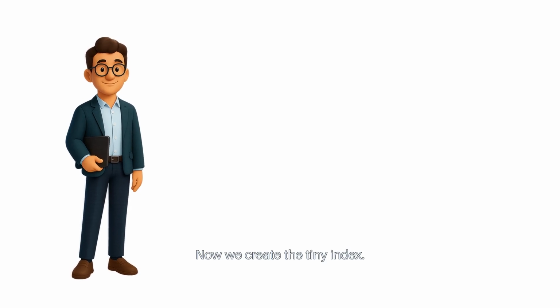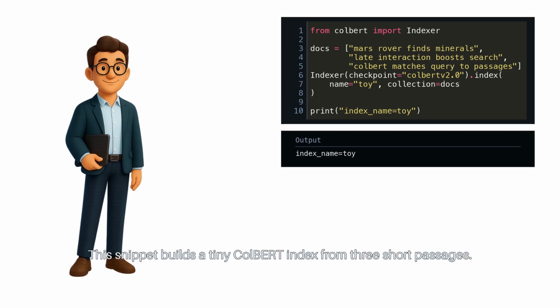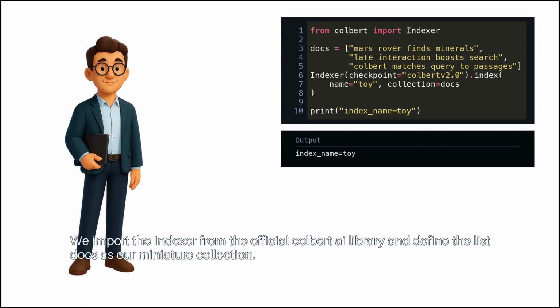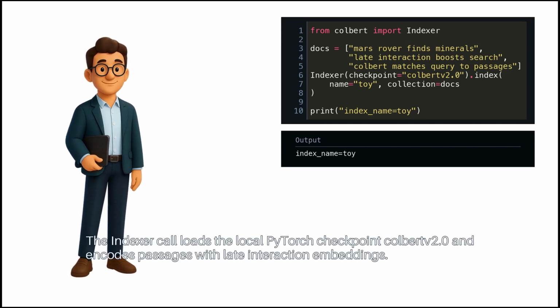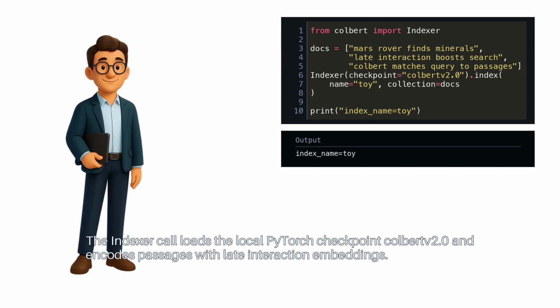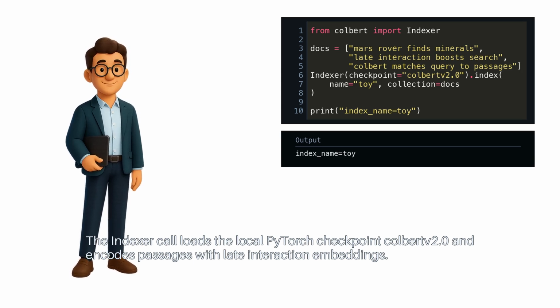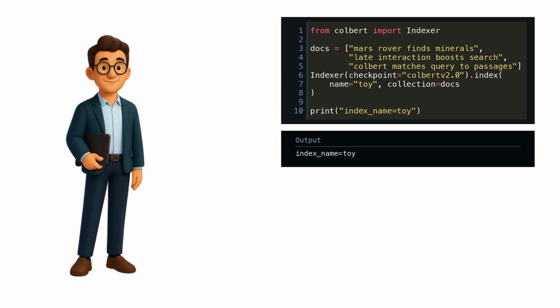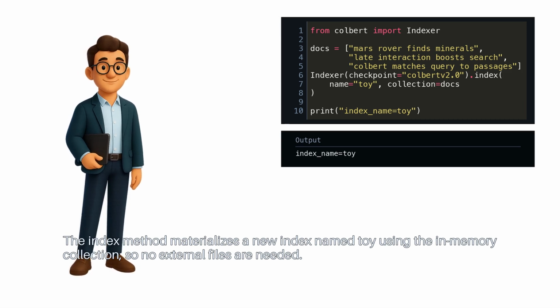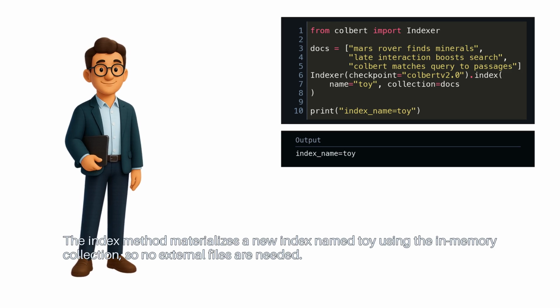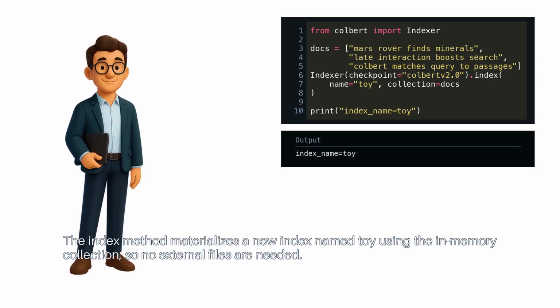Now we create the tiny index. This snippet builds a tiny ColBERT index from 3 short passages. We import the indexer from the official colbert-ai library and define the list docs as our miniature collection. The indexer call loads the local PyTorch checkpoint colbertv2.0 and encodes passages with late interaction embeddings. The index method materializes a new index named toy using the in-memory collection, so no external files are needed.